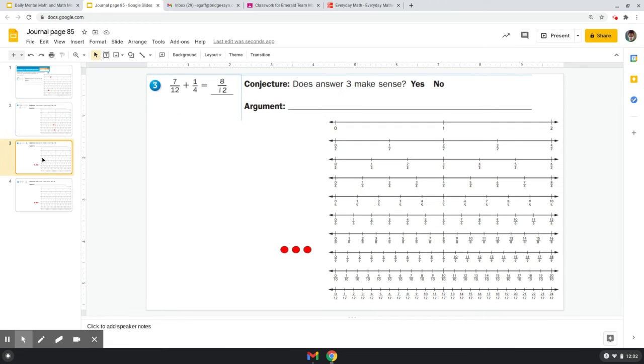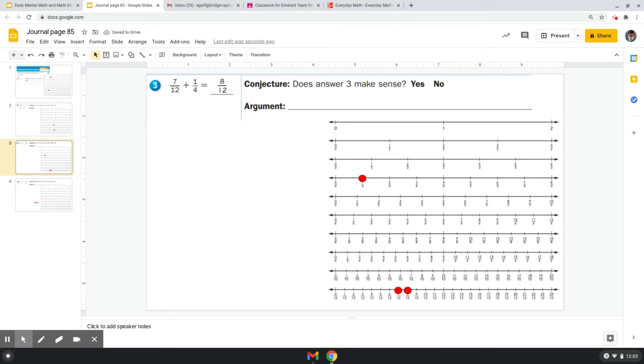All right, let's take a look at number 3. This is another addition problem. It says 7/12 plus a fourth equals 8/12. Now there's a couple ways we can look at this one. I'm going to start with my dots. Let's go ahead and find 7/12. Let's find 1/4. And let's find 8/12. Interesting. 7/12 and 8/12 are very close together. They're on the same number line.